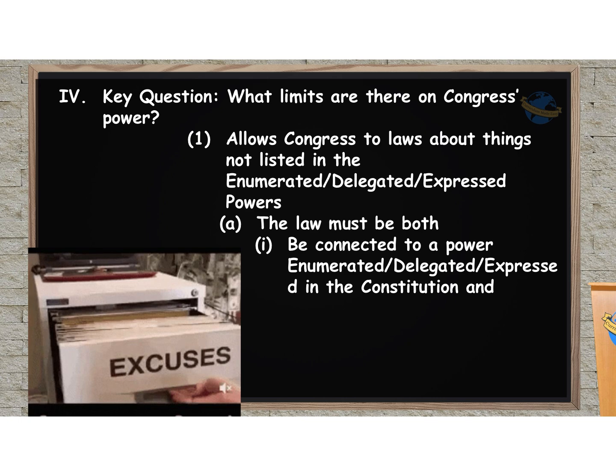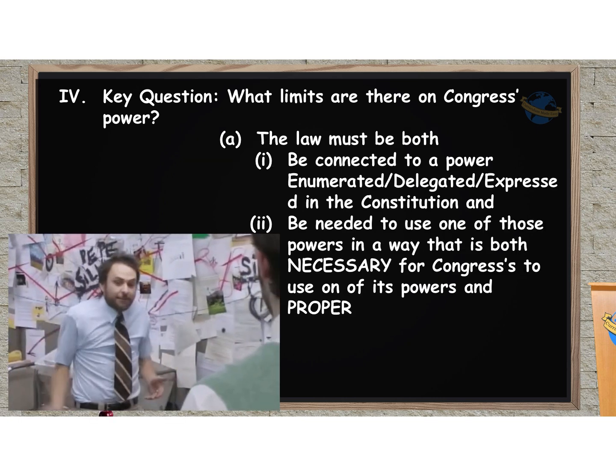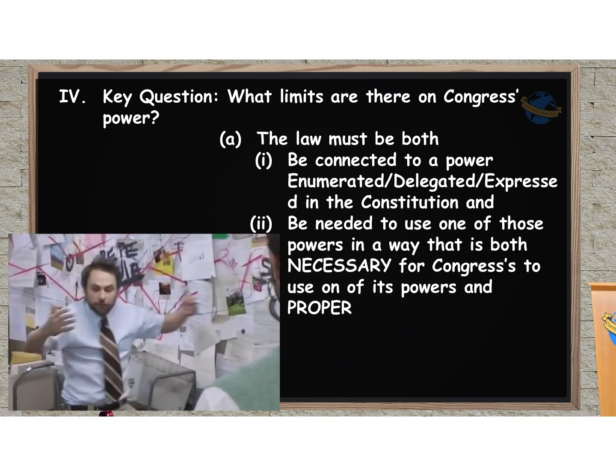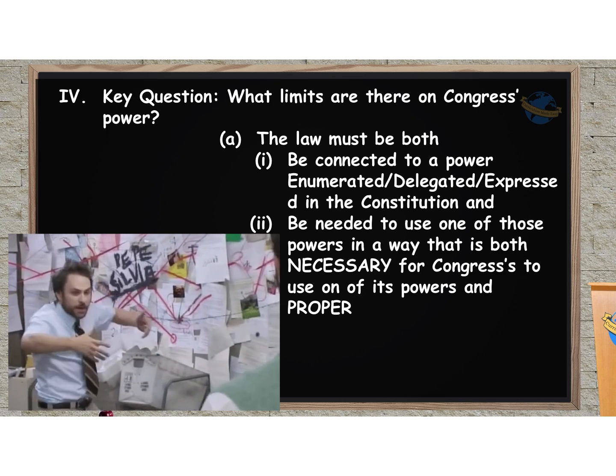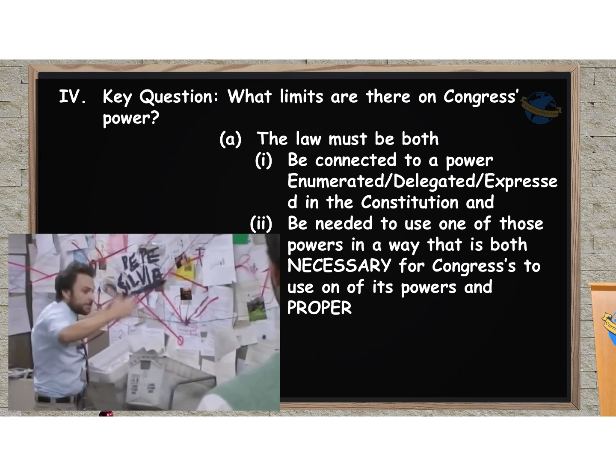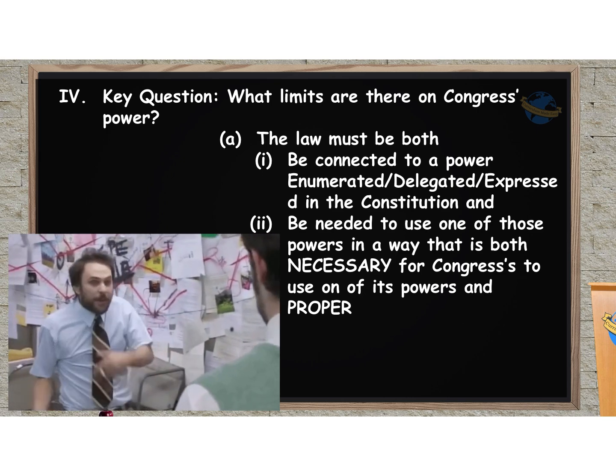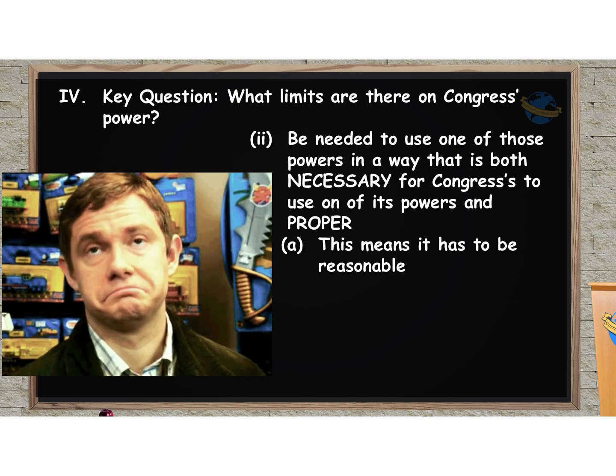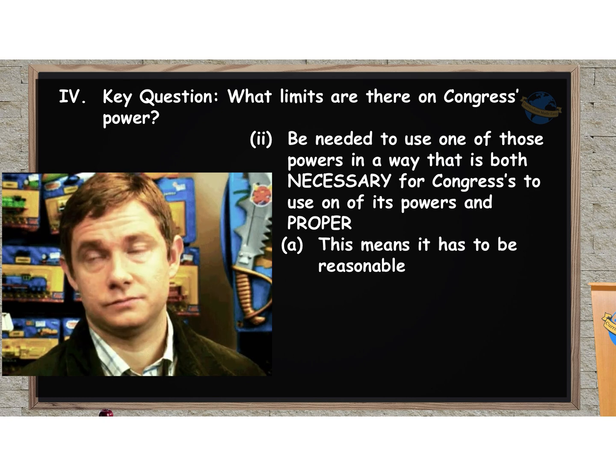For instance, the power has to be connected to one of the expressed, enumerated, or delegated powers in the Constitution. Making the law must also be necessary in order to use one of the powers that are listed in the Constitution, and a proper use of government power. This means the stretch of government power must be reasonable. It can't be extraordinary. A reasonable person has to look at it and go, yeah, okay, that makes sense.